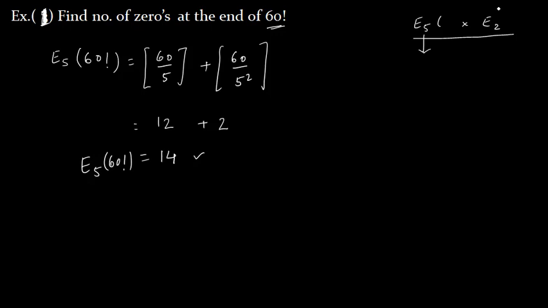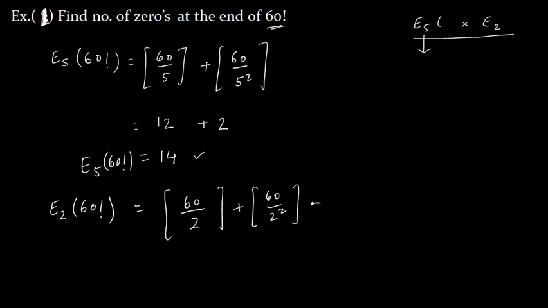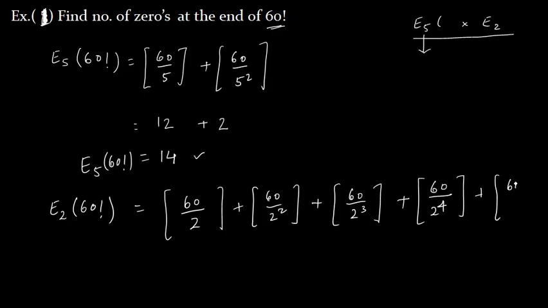However, we can also find the exponent of 2 here. The exponent of 2 present in 60 factorial is simply [60/2] plus [60/2^2] plus [60/2^3] plus [60/2^4] plus [60/2^5]. We do not add any more terms because 2 raised to the power 6 is more than 60.